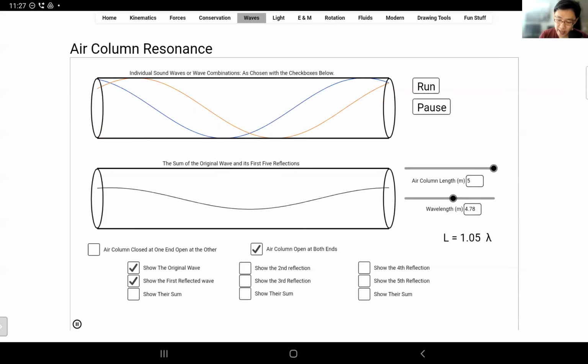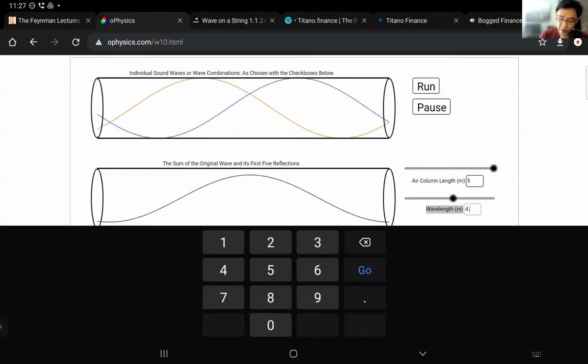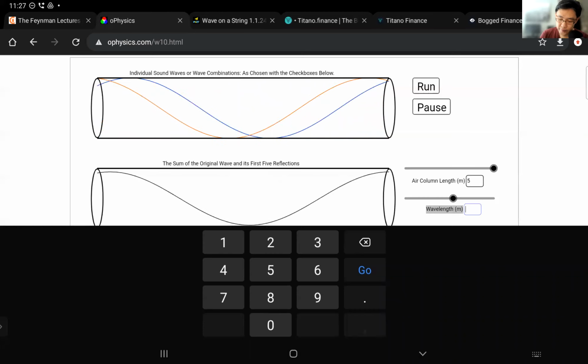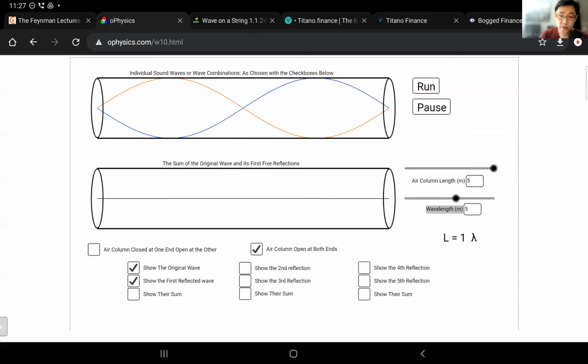So let me try to hit that one. I think I kind of know it because I want a full number. So let me put 5 on here. Here we go, 5. Okay, so now that's perfect. So I pick the wavelength to be matching the length of the tube exactly. So the column has a length of 5 meters. I pick the wavelength to be exactly 5 meters.